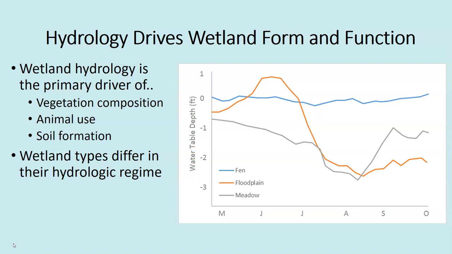So here we see this figure of water table depth along the y-axis, where 0 is the ground surface, and through time, through any given year, May, June, July, August, September, and October. And we have three different wetland types shown by those different colors. So a fen is a peat-forming wetland that's saturated throughout the whole year. A floodplain is associated with a river, and then a wet meadow can exist in various landscape positions, but each one has a distinct hydrologic regime.